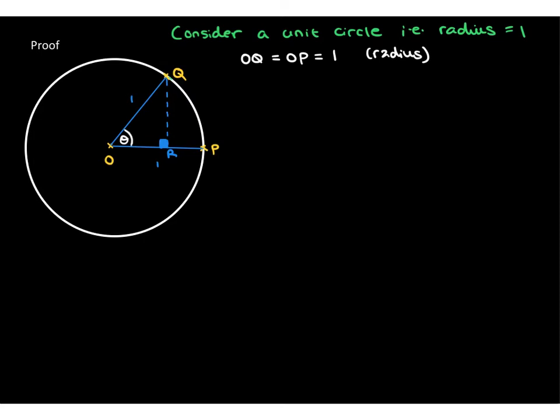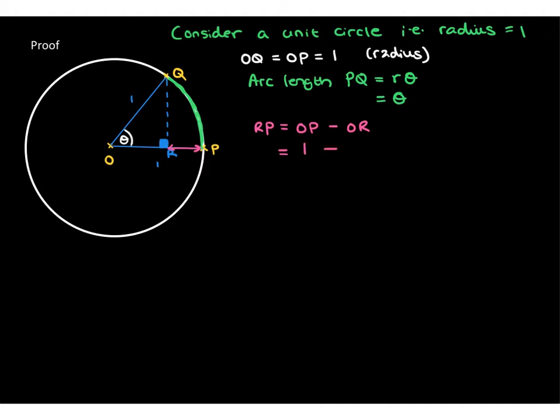Let's find the arc length here. I've highlighted it in green so you can see which part I'm talking about. So the arc length, PQ, is of course equal to r theta, but r equals 1, so the arc length PQ is simply equal to theta. Now, I also want to find out this distance here, RP. Now, that's equal to OP, take away OR, and we know that OP is equal to 1.